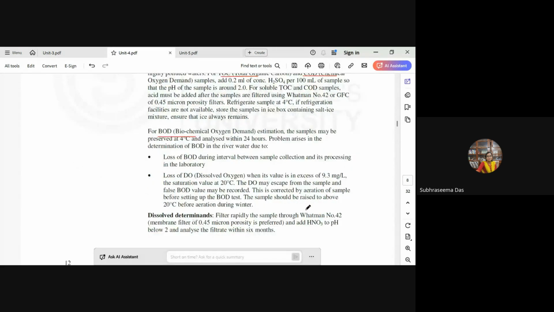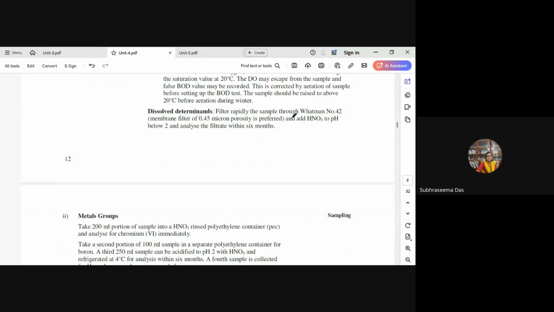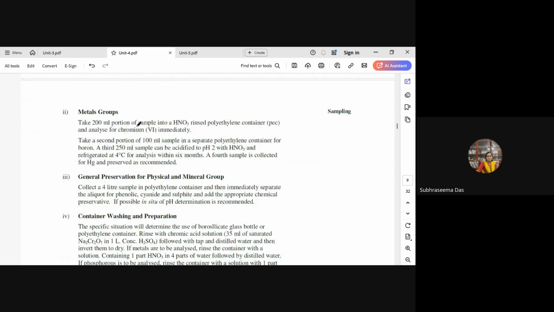Then dissolved determinants. These are some of the methods to find the dissolved determinants: passing the sample through Whatman filter paper 42, adding HNO3 to adjust the pH, and analyzing the filtrate within 6 months. Then the metals group: how to preserve the metal group present in the water sample. For this we add HNO3, and this will give us an analysis for chromium. Other chemicals have been listed as well, and we can find out whether Hg is present, or they can be preserved.